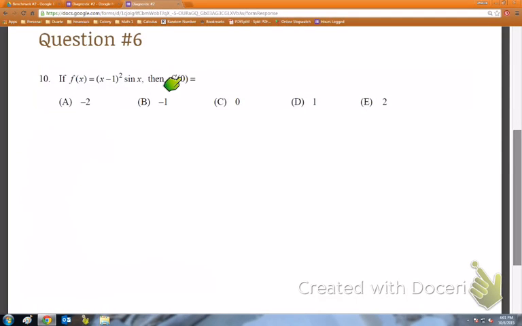Here we're trying to find the derivative at 0, so we're going to find the derivative and then plug in 0. If I look over here, I have a function of x times another function of x. So anytime you see that, you should think product rule. So I need my u and my v. So u is the first function, x minus 1 squared. And v is the second function, which is sine of x.